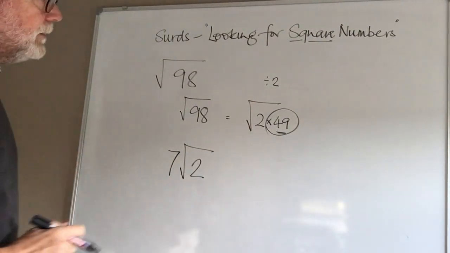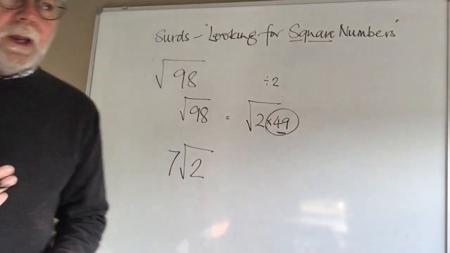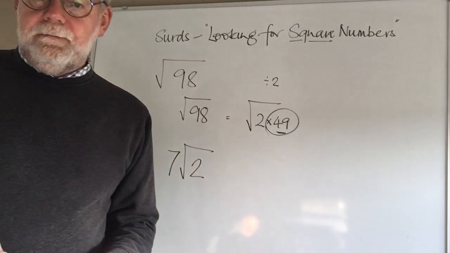And that's the benefit of looking for square numbers. It's really helpful when we have to simplify a surd. And that's it.